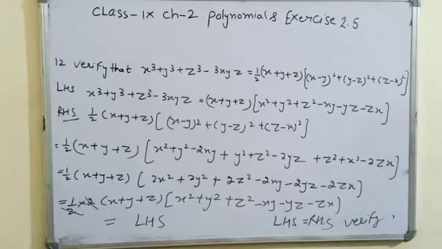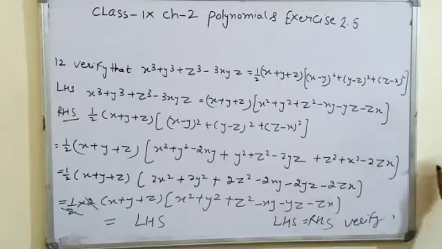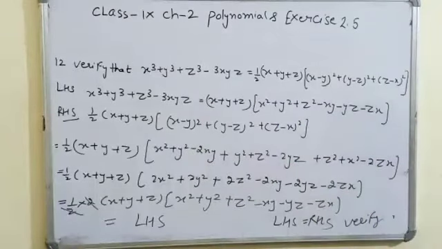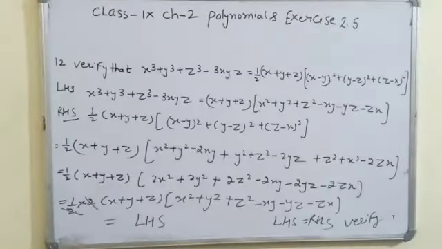We can also solve it by solving these three identities and multiplying each term firstly by x, then by y, and then by z. But that is a very lengthy matter. You can do it by this method. This is the suitable one. This was question 12.